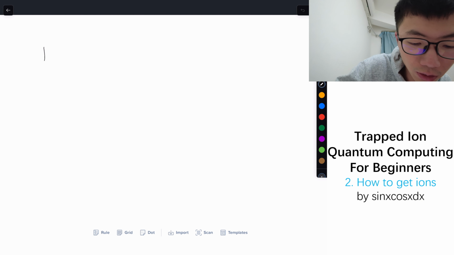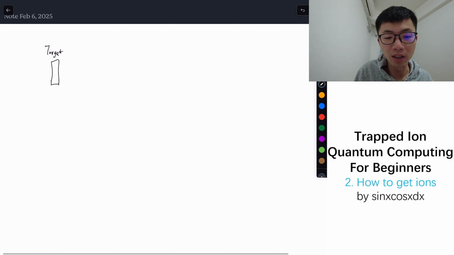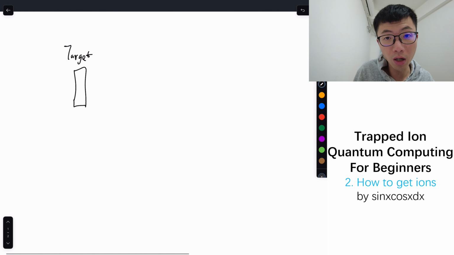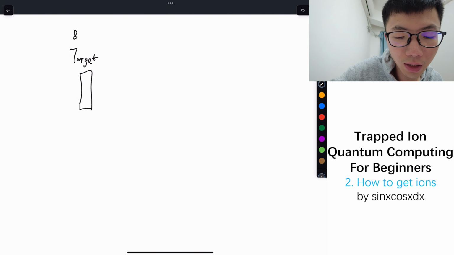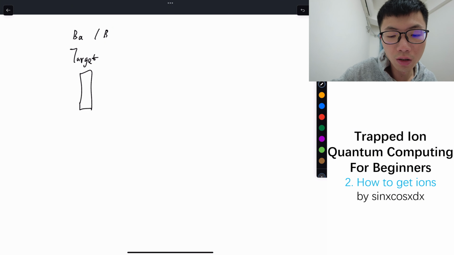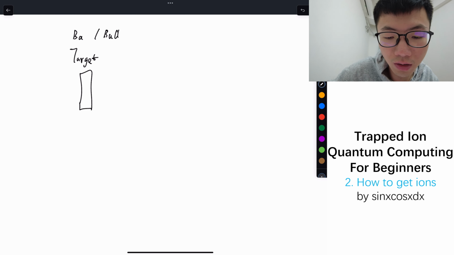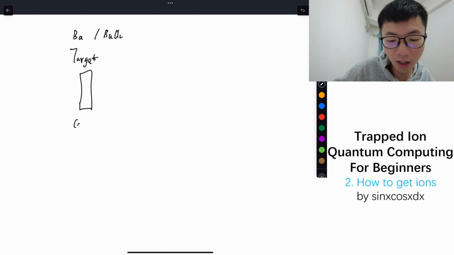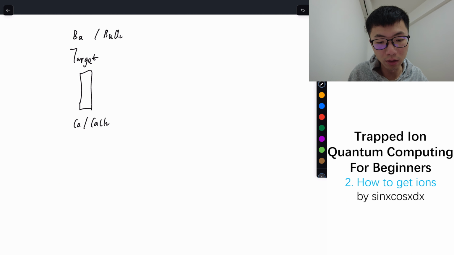First of all, we need a metal, or we need a target. A target can be either metal or compound. For example, if you want barium, we can get the metal barium or a compound, which is barium chloride. If we want calcium, we can also get calcium or calcium chloride. We have different kinds of targets.